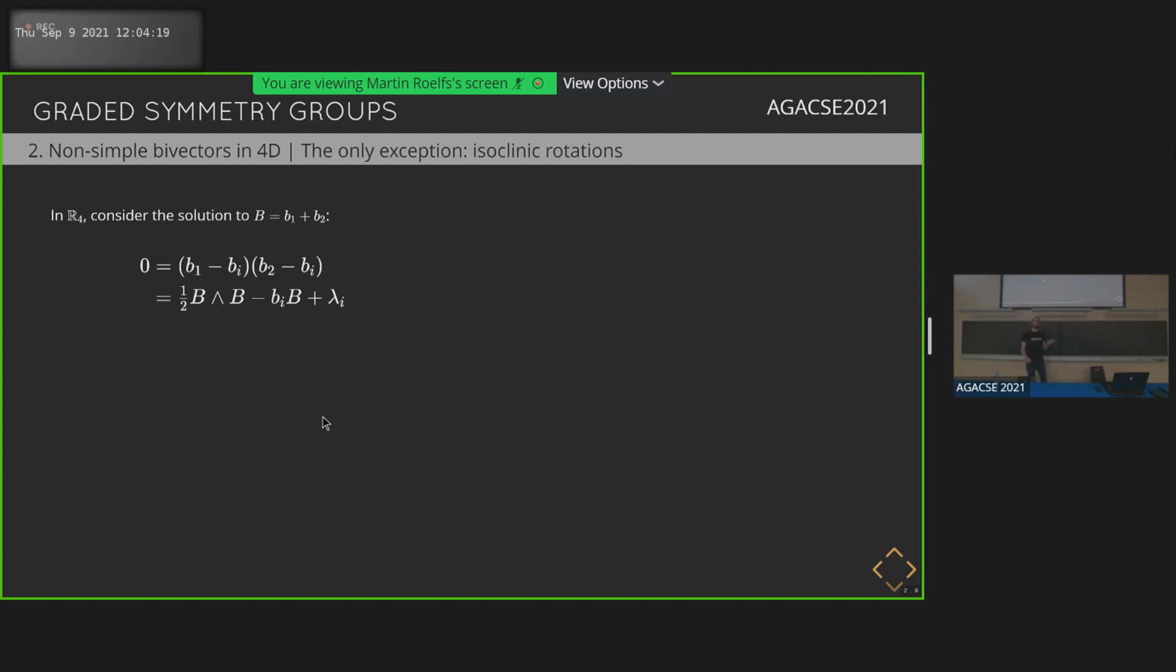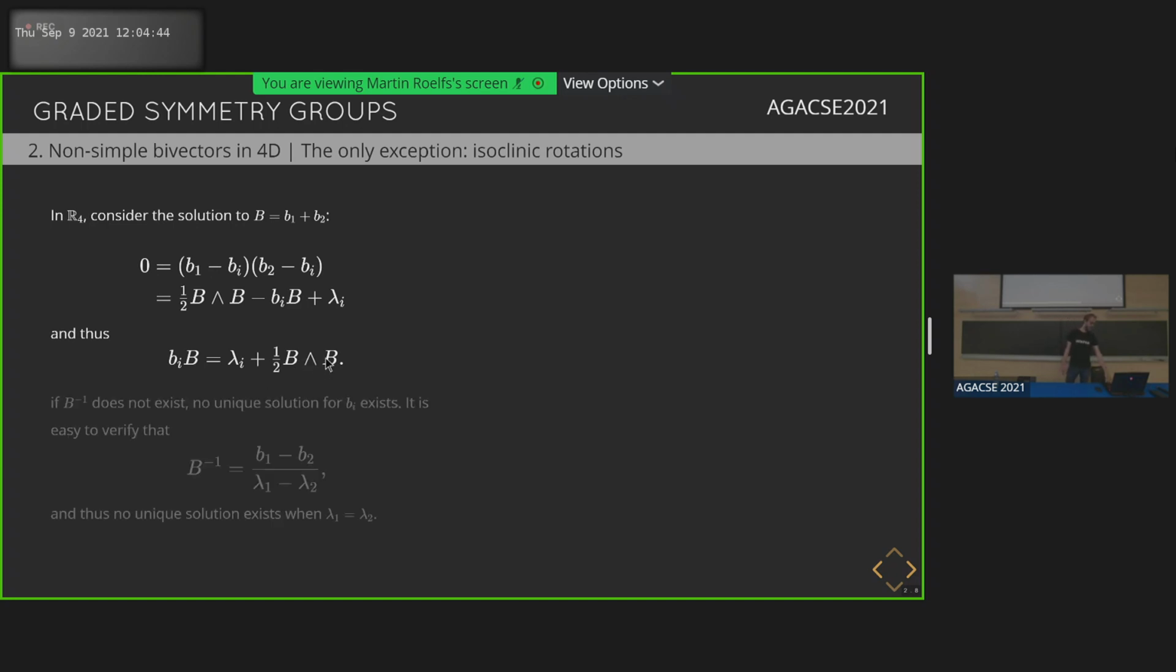Okay, so far all is good, right? All spaces are covered. But there is one notable exception, and that is that of isoclinic rotations. So for example, we go back again to our characteristic polynomial, and we arrive at this point as we did before. And let me leave it in this solution. So B1 B is lambda I plus a half B wedge B. And then what I did before is I inverted B. But that is, of course, dependent on the fact that B inverse exists.